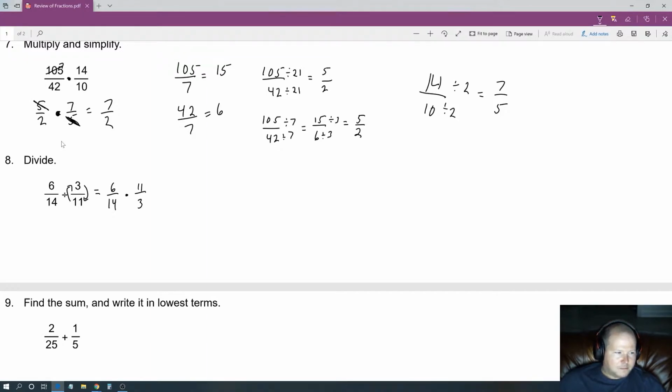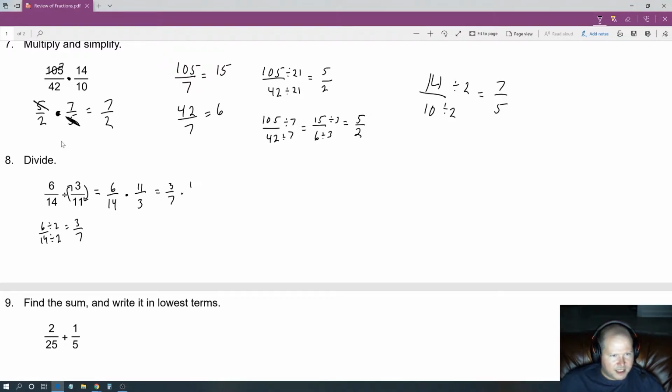Okay, now we can actually simplify these individually, right? 6 over 14, for instance. We can see that we can divide both of those by 2, and that would give us a 3 over a 7. Now the 11 over 3, we can't simplify that. So I'm just going to rewrite this, but instead of having 6 over 14 here, I'm going to rewrite it as 3 over 7.